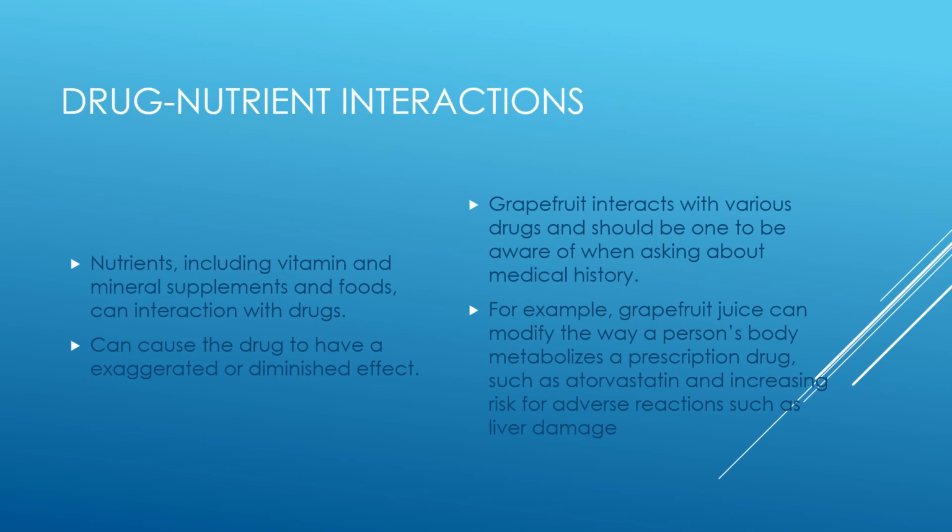And our last interaction we have to talk about is our drug-nutrient interaction. This one is specifically talking about nutrients, including your vitamins and mineral supplements, as well as foods that can interact with drugs. This can cause the drug to have an exaggerated or diminished effect, and grapefruit is one in particular you want to be aware of. This interacts with many drugs and should be one to ask about when talking about medication history. For example, grapefruit juice can modify the way a person's body metabolizes a prescription drug such as atorvastatin and increases the risk for adverse reactions of that drug, such as liver damage with atorvastatin.